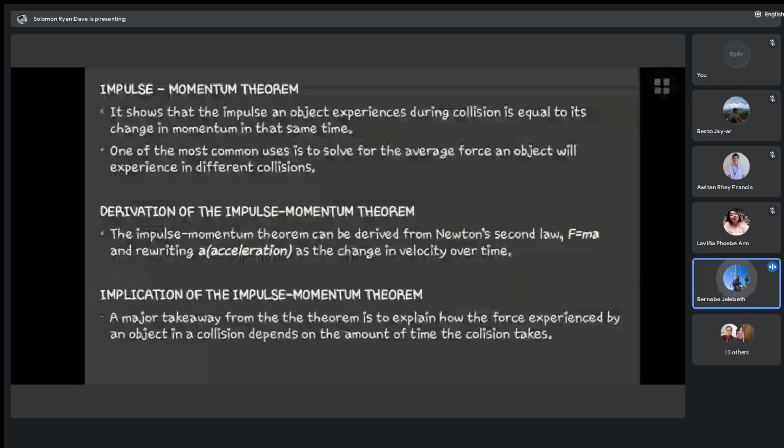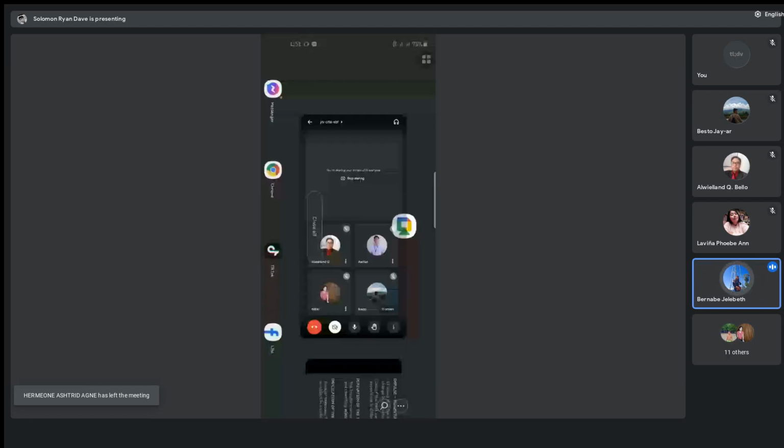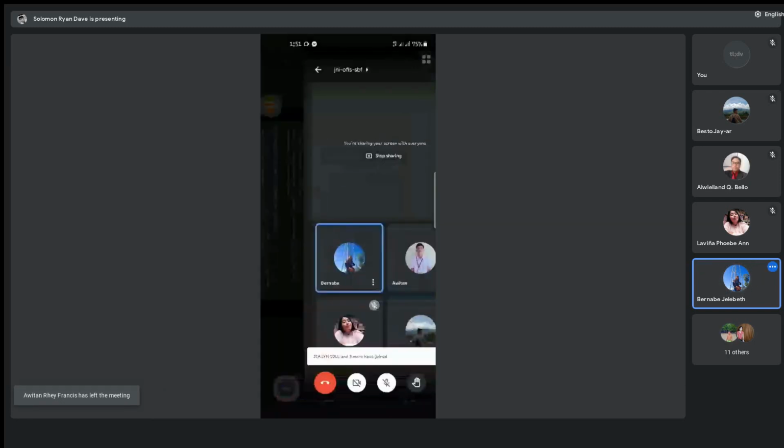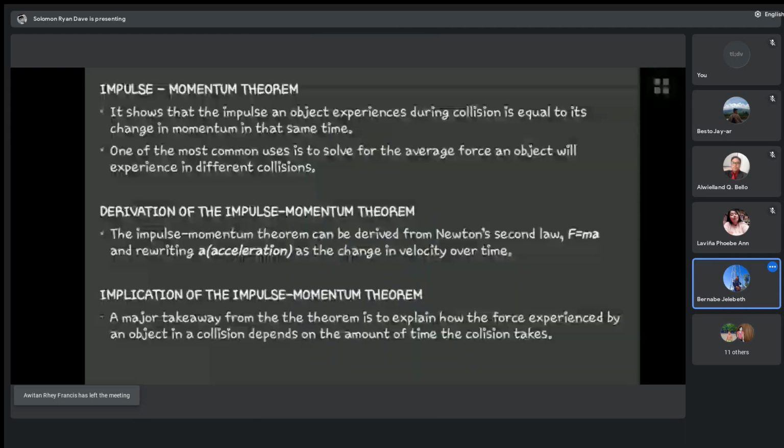So the impulse momentum theorem shows that the impulse an object experiences during a collision equals its change in momentum in that same time. One of the most common uses is to solve for the average force an object experiences in different collisions.